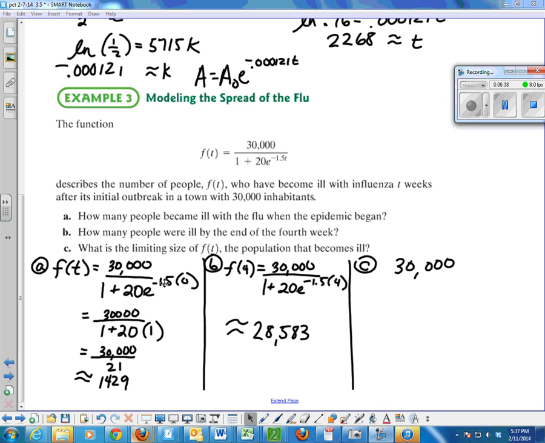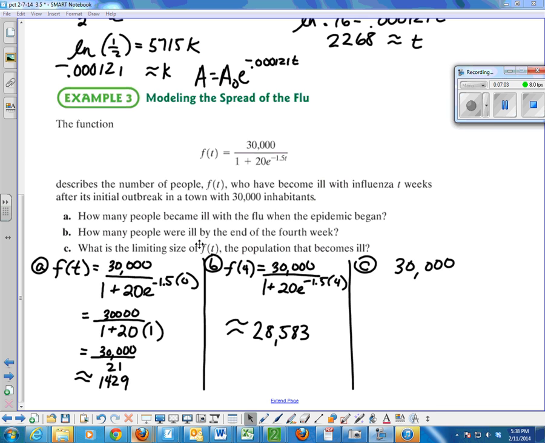Remember, this brings us to e to the 0 power right here. 0 times 1.5 is 0, so e to the 0 power is 1. This gives me 30,000 over 1 plus 20. So 30,000 over 21 is approximately 1429. Take a second to pause, write that down, and make sure you can do the calculations.